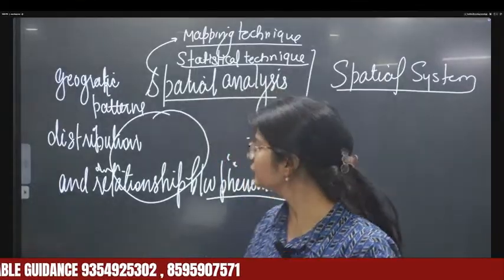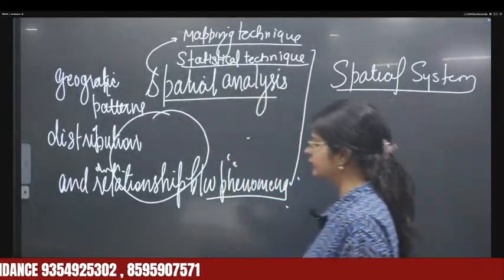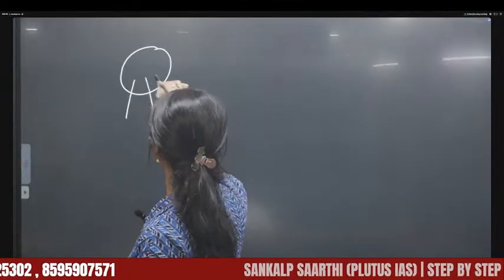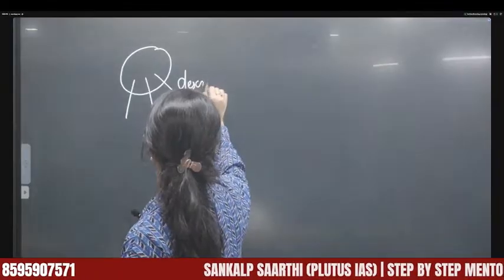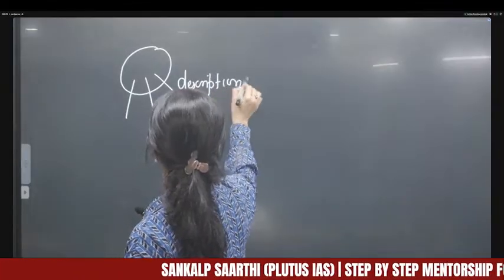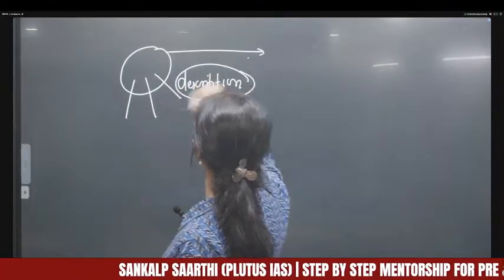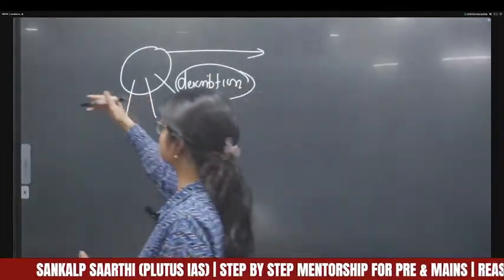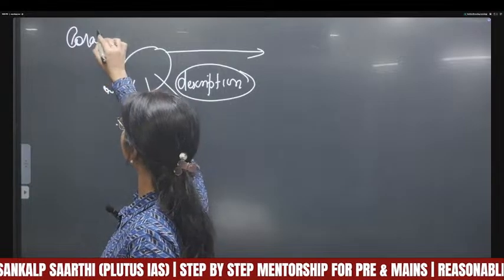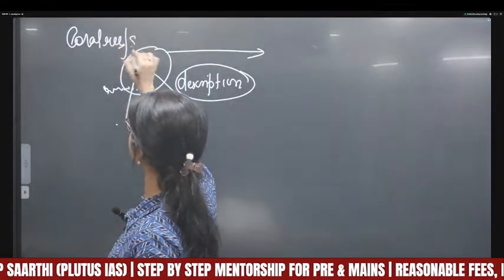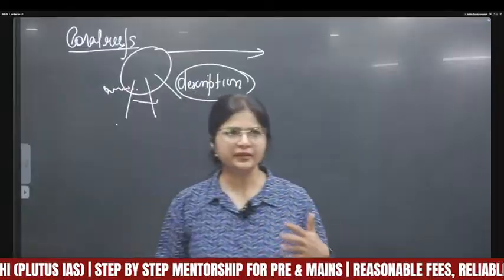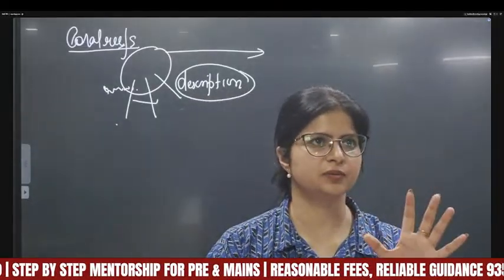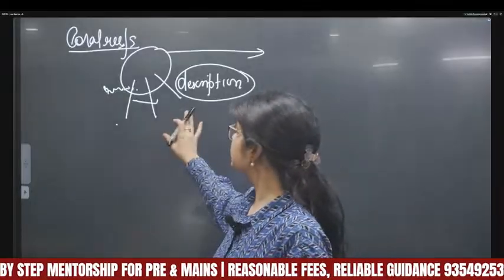If I tell you about a particular thing, earlier people were describing it: this thing is present here. Okay, that is description. Next what? You are not telling me exactly where the location is. Now take coral reefs, for example. Let me explain spatial analysis through an example. Although I have done this topic, I also want to tell you the main difference between spatial analysis and spatial system, so that you should not get confused between both. So spatial analysis, for example, coral reef.